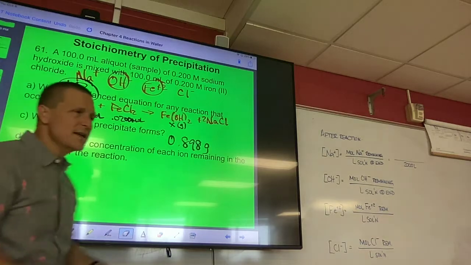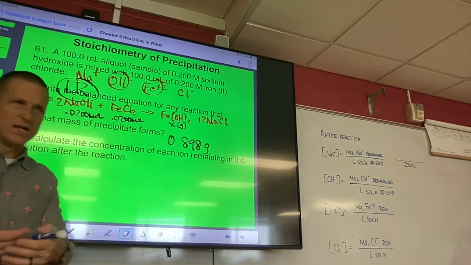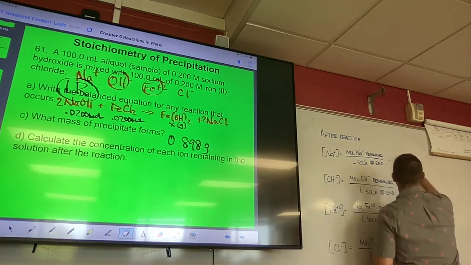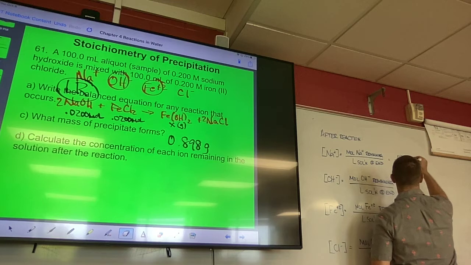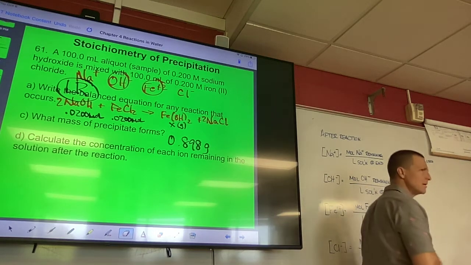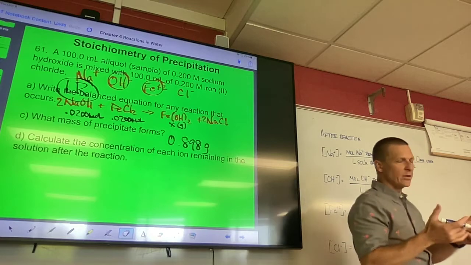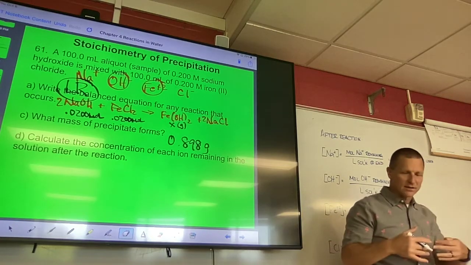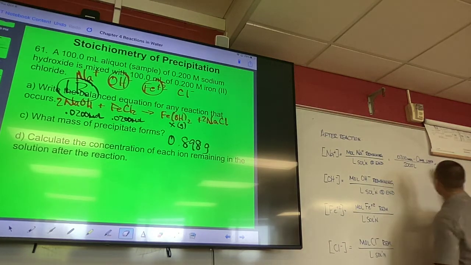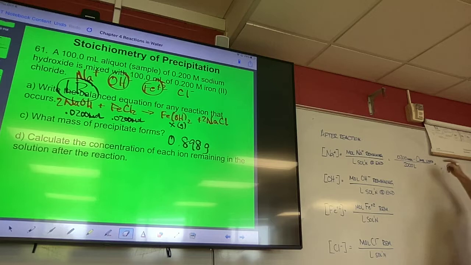So the sodium ion started at 0.02 moles, and none of it got used. We didn't add any sodium to it. So it was 0.0200 moles minus 0 moles got used. So my final number of moles of sodium is 0.02. Divide that by the total volume, which was 0.2. So therefore, my concentration of sodium would be 0.02 divided by 0.2, 0.100 molarity of sodium.